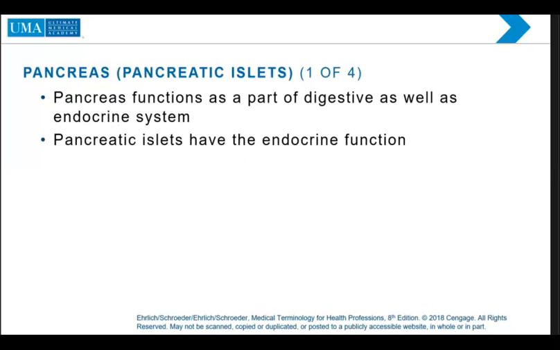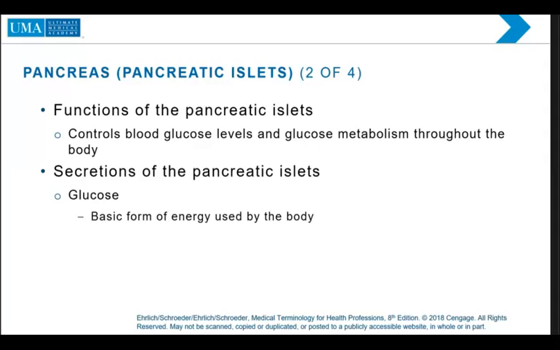Next, let's look at the pancreas. The pancreas functions as part of your digestive system as well as your endocrine system. You have pancreatic islets, and they have the endocrine function. The function of the pancreatic islets is to control blood glucose levels and glucose metabolism throughout the body. Secretions of the pancreatic islets include glucose, and this is the basic form of energy used by the body.